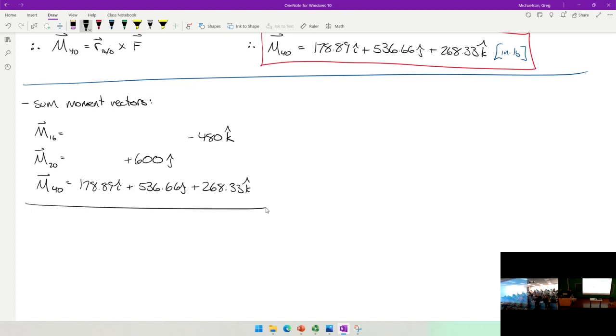And just sum these up. And we'll call it the total moment is 178.89I. And then plus 600 in that's going to be that. And then this, we got to do some subtraction. And it ends up being negative. There we go.